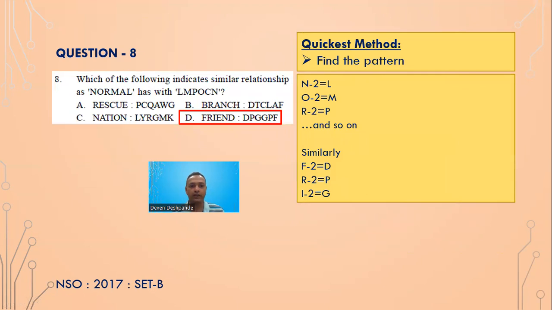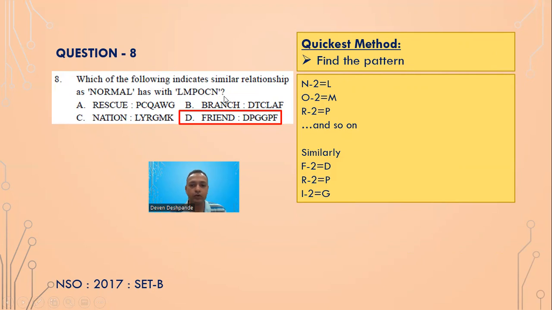Okay, next one. Which of the following indicates a similar relationship as NORMAL has with LMPOCN? So find the pattern. Again, this is an easy question. What is the pattern? N minus 2. LMNOP, so LMN. If you subtract 2 letters from N, you will get L. If you subtract 2 letters from O, you will get M. PQRS, if you subtract 2 letters from R, you will get P. So similarly, if you do it for NORMAL, you will get LMPOCN.